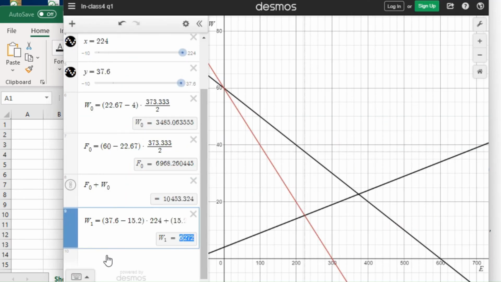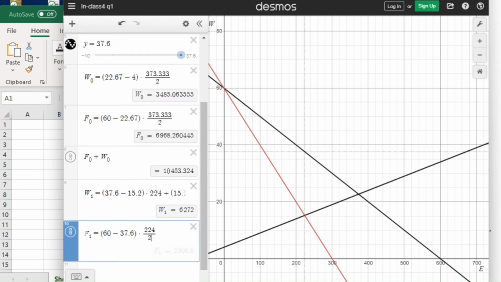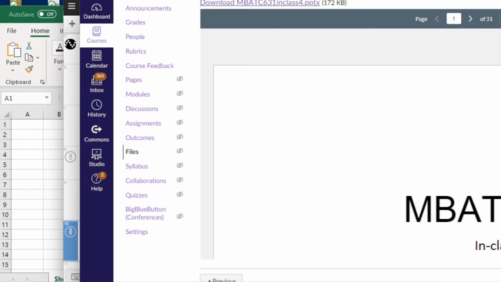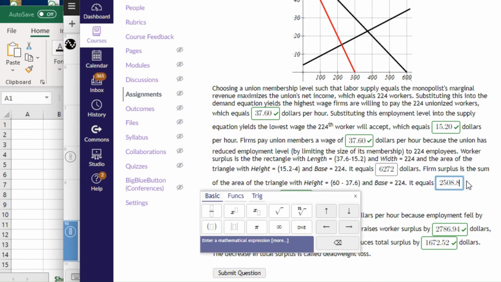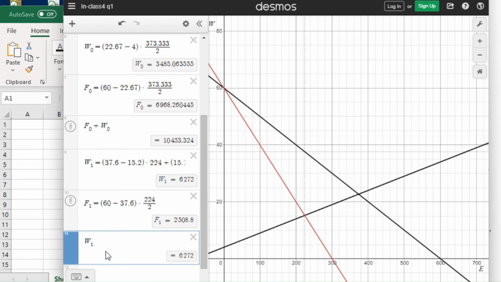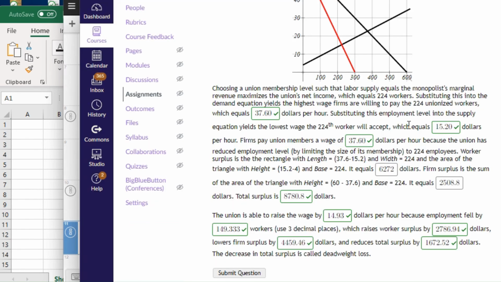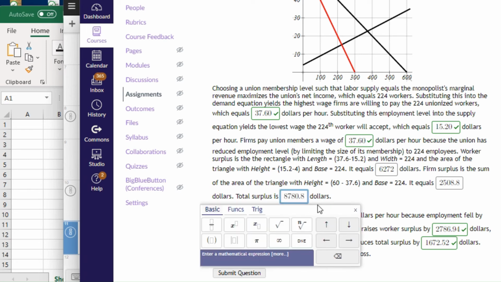So we'll go back to Desmos. We'll call this F1. So remember the firms, that very first worker hired, firms were willing to pay up to $60 for that very first worker, right? But then they had to pay the union wage of $37.60 right there, right? And then the base is the number of people in the union. And then because it's a triangle, we have to divide by 2. So firm surplus has shrunk a lot, right? Okay. Then total surplus is the sum of the two, right? So we can just add W1, worker union surplus, and F1, firm surplus. Okay. And that's where we get this value right here, right?